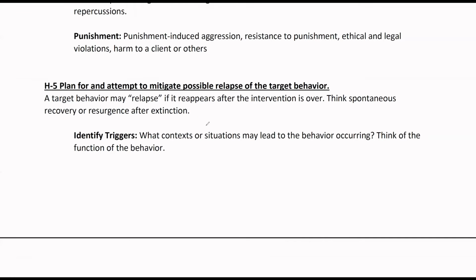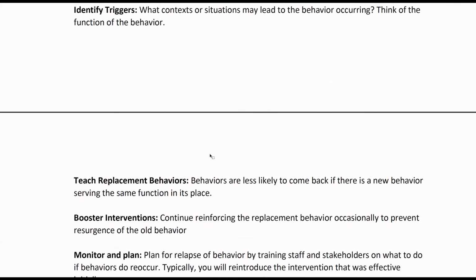H5, plan for and attempt to mitigate possible relapse of the target behavior. What does that mean? Well, we typically might call this regression, right? Where a target behavior may come back if it reappears after the intervention is over. How can we plan for this? Well, what contexts or situations may lead to the behavior occurring? Just because it's gone doesn't mean it's never going to happen again. When did the behavior used to occur? Be prepared in those situations for that behavior to occasionally come back.